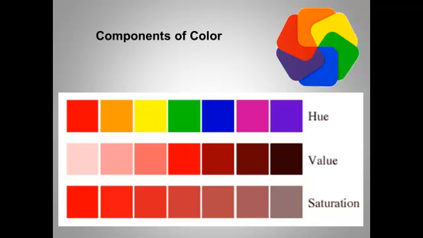So hue, again, is what we usually think of as color: red, blue, yellow, green, etc. Value is defined as the relative lightness or darkness of a color. It's an important tool for artists because they can use value to define form and to create spatial illusions, modeling.